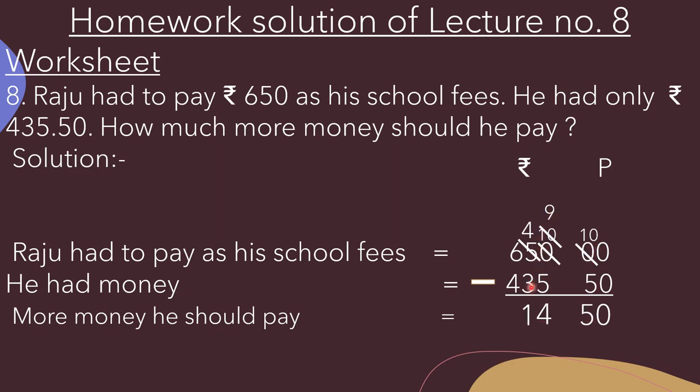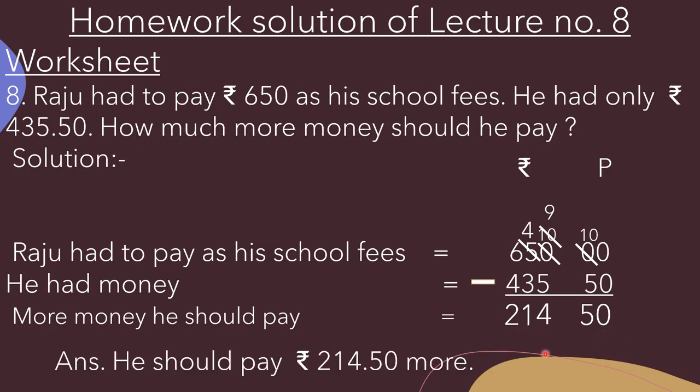4 minus 3, that is equal to 1. And 6 minus 4, that is equal to 2. So what is the answer? That is 214 rupees 50 paise. Okay. He should pay rupees 214.50 more.